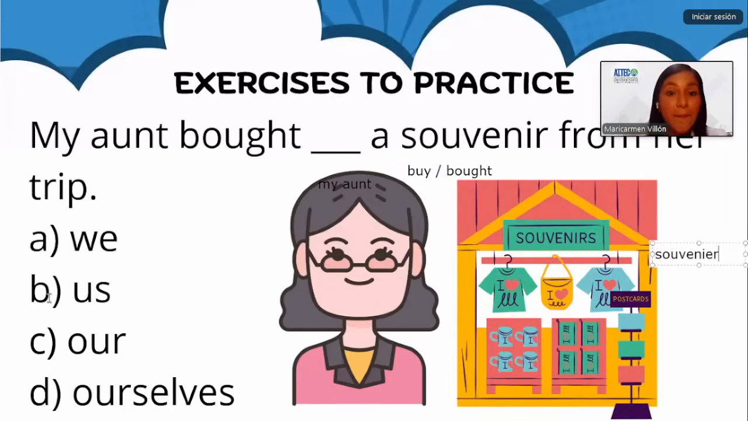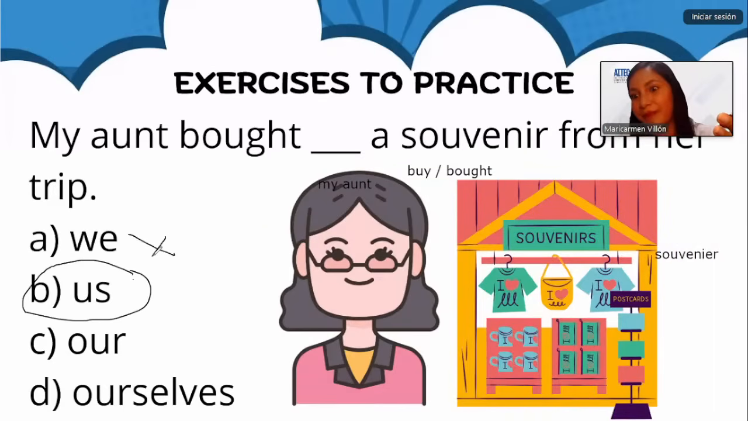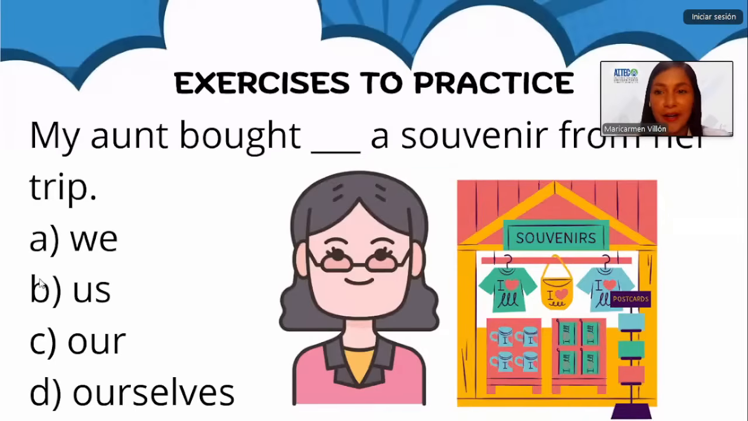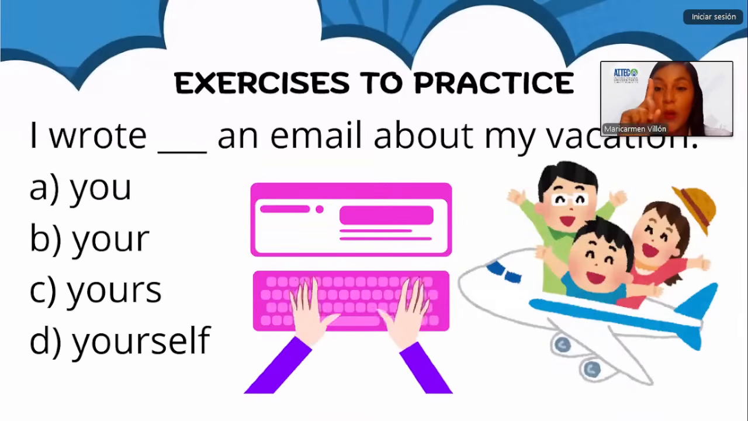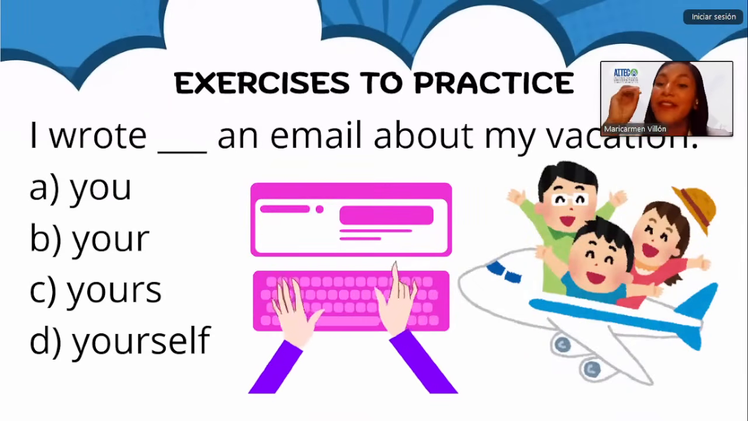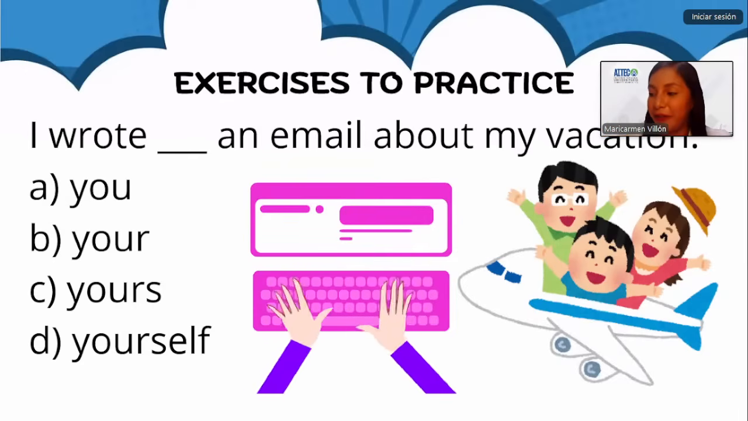So my aunt bought us, not we. That's personal pronoun, right? Us. That's the object pronoun of we. Okay. Hey, let's move on. One more. Let's see one more. Remember that these activities are very similar to the ones you have in the platform.